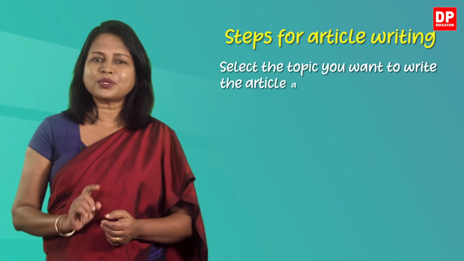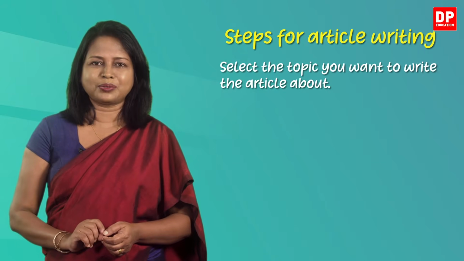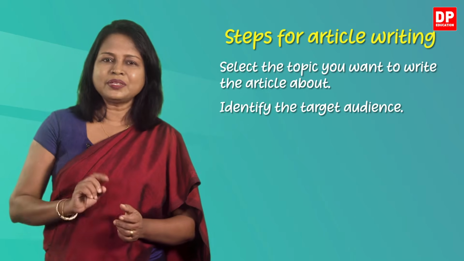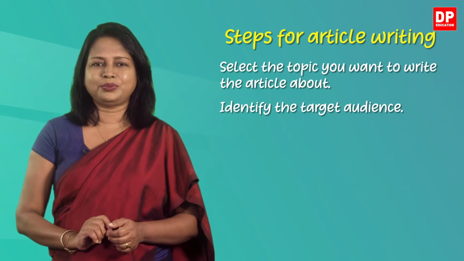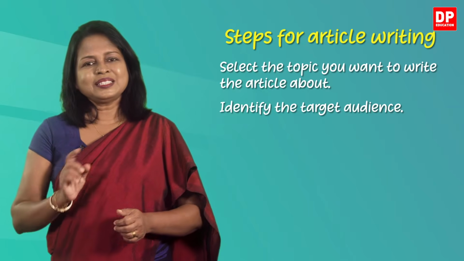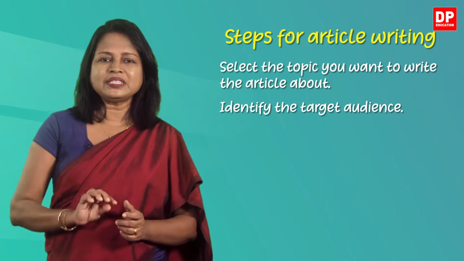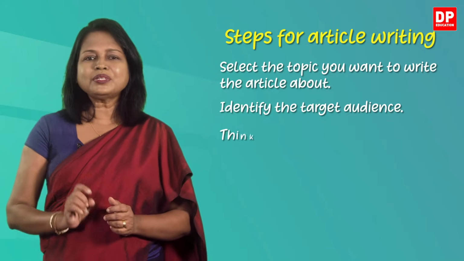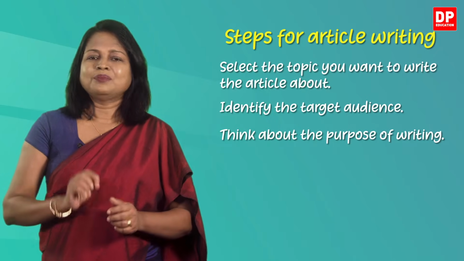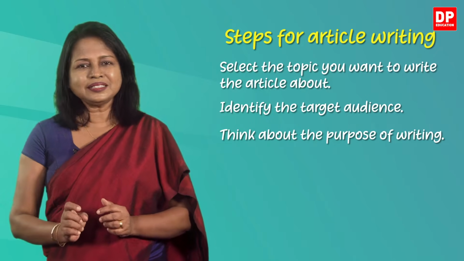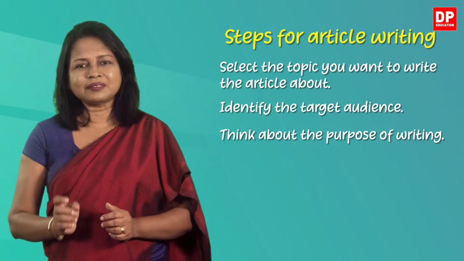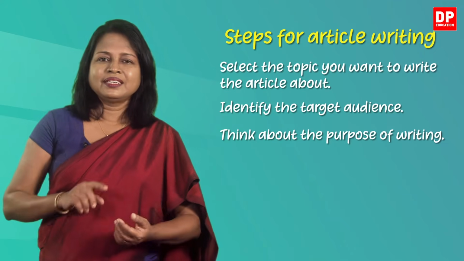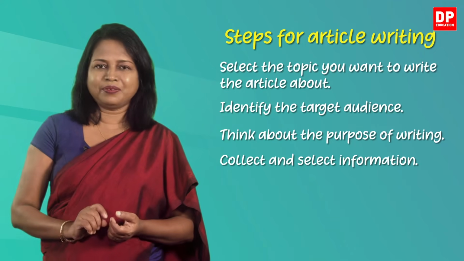First, you have to select the topic you want to write the article about. Then you need to identify the target audience. That means you have to think whom you are writing to, your audience. Is it to the general public or a particular group like the students of your school? Then think about the purpose of writing. Most of the time you write articles to make your audience aware of the facts you are presenting in the article. Next, you have to collect and select information.